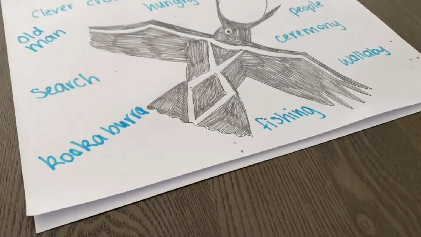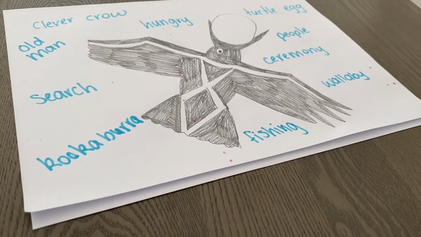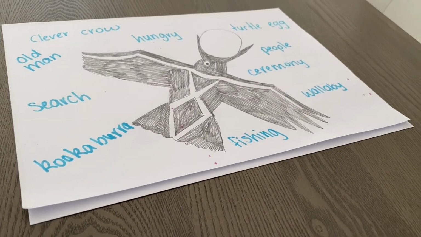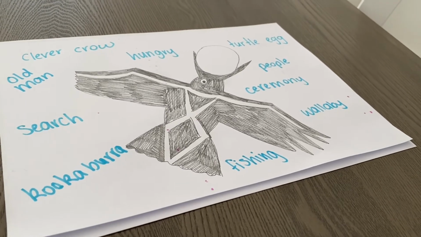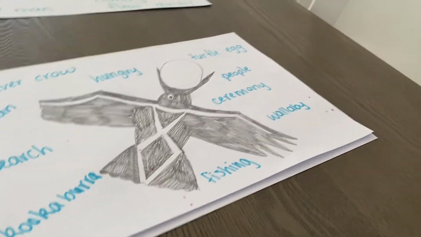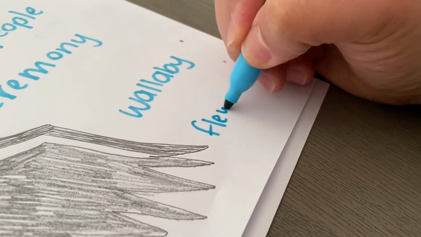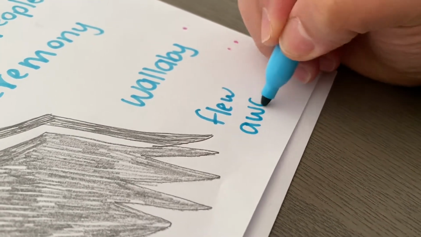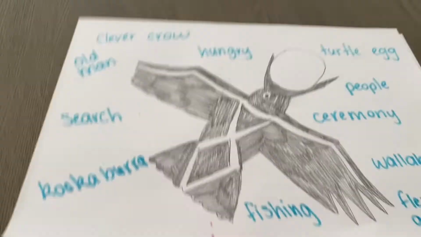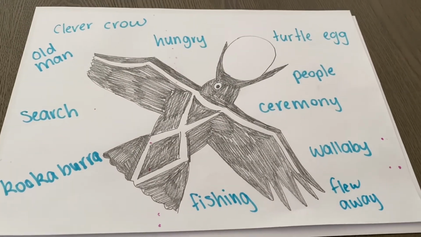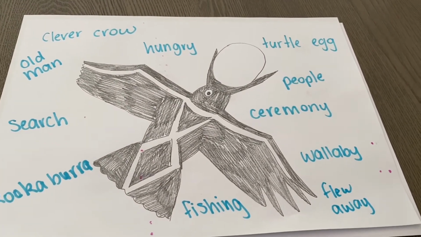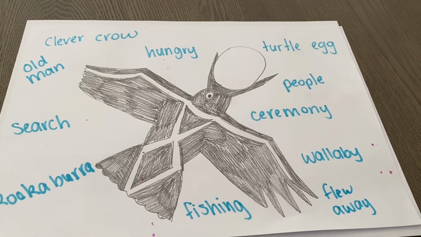And then I'm going to put the keywords flew away, because at the end of the story, I know that the crow, or the clever crow, flew away with the turtle egg. So I'm going to put it right here. So here's my brainstorm, boys and girls. So this is going to help me write what has happened at the beginning, middle, and end of the story.